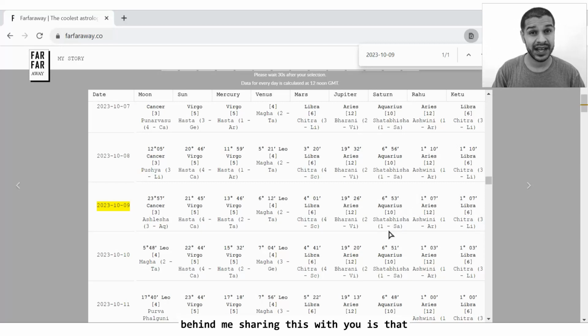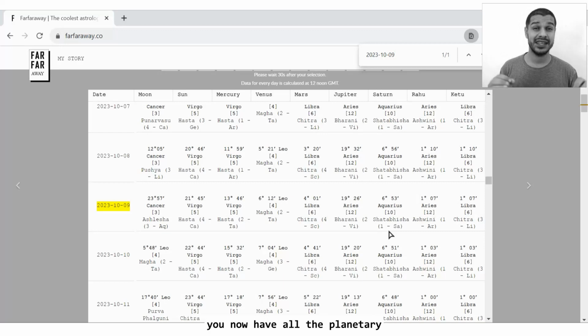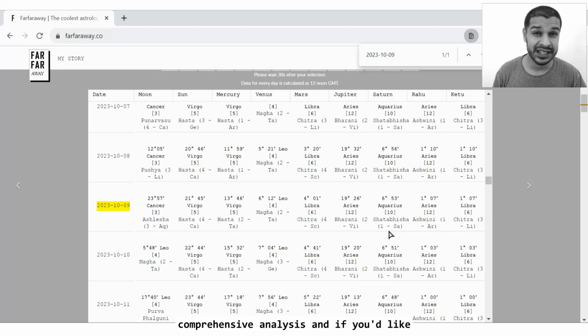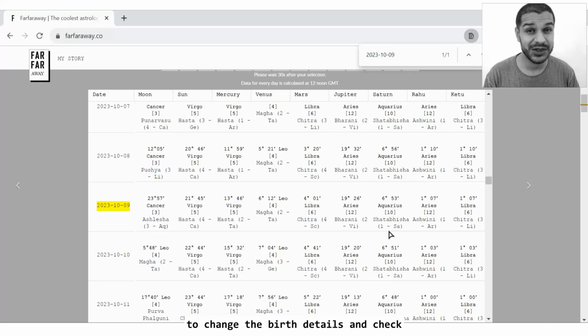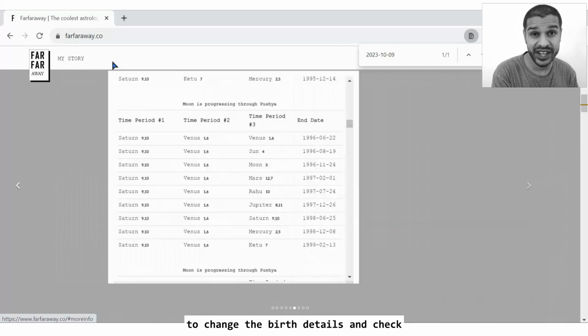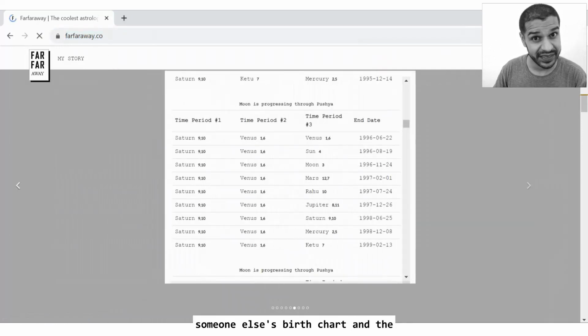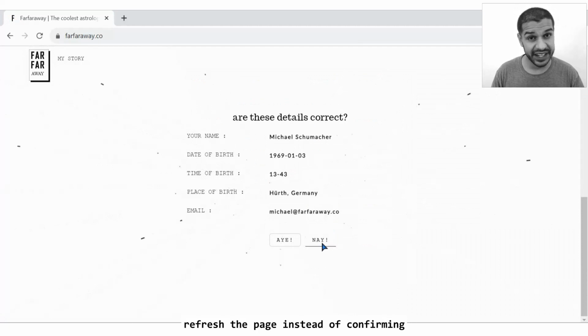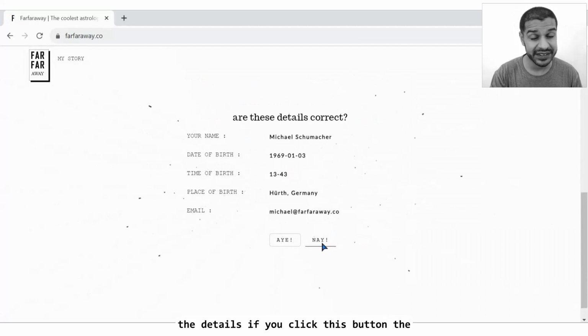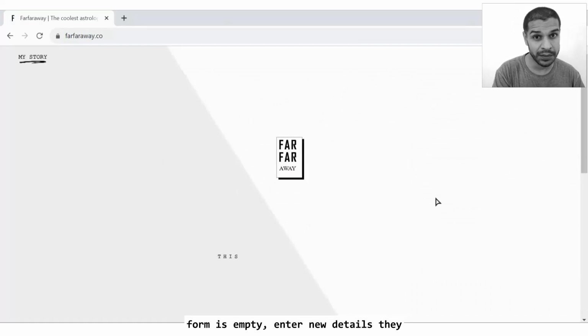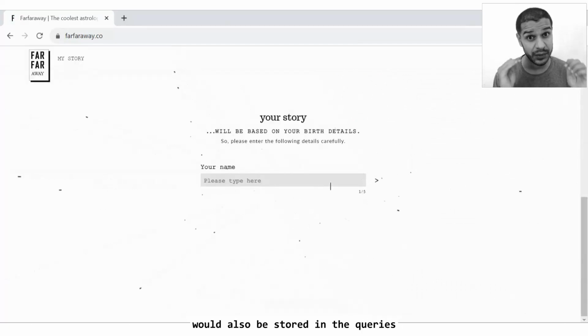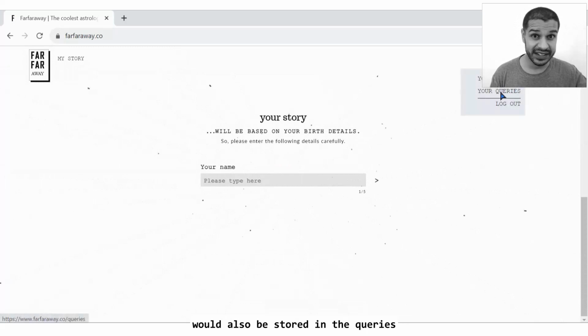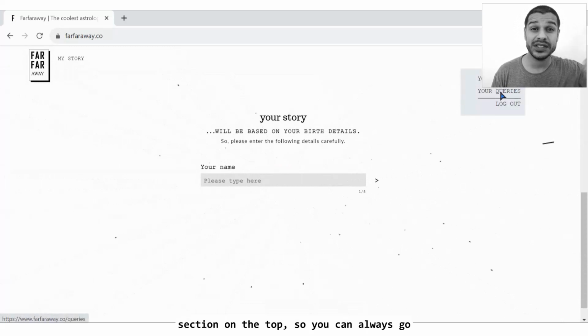The purpose behind me sharing this with you is that you now have all the planetary data necessary for you to do a comprehensive analysis. And if you'd like to change the birth details and check someone else's birth chart and the corresponding story, you can do so. If you refresh the page, instead of confirming the details, if you click this button, the form is empty. Enter new details, and they would also be stored in the queries section on the top. So you can always go back to them.